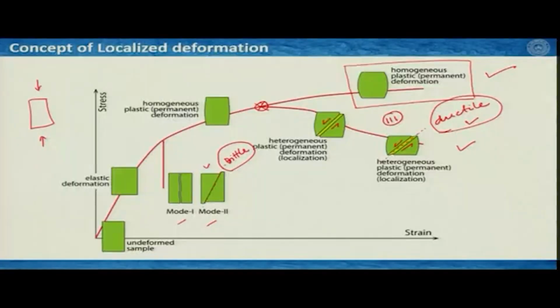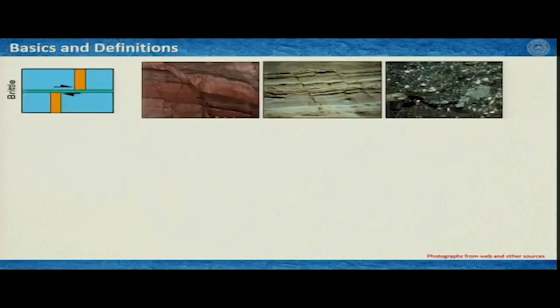This is still a problem. People do not know how and why we have localization in the deformation and how it extends the way it does on the earth's surface or even in tiny micro-scale grains. But we will not go to that part right now. We will avoid this homogeneous deformation part for the time being. We will mostly look at this brittle part and ductile part in the context of this lecture on faults and faulting.